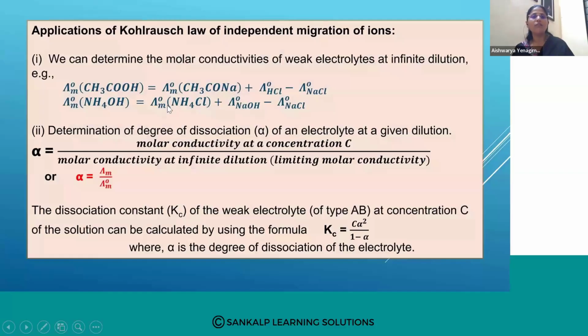Okay. So here we have a very important law, which is called Kohlrausch law, the Kohlrausch law of independent migration of ions. So what does Kohlrausch law say? Kohlrausch law says that the limiting molar conductivity, denoted by lambda m naught.